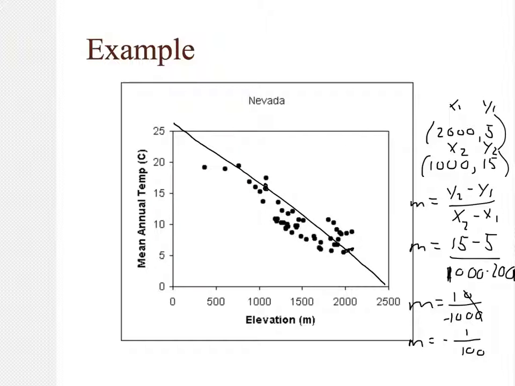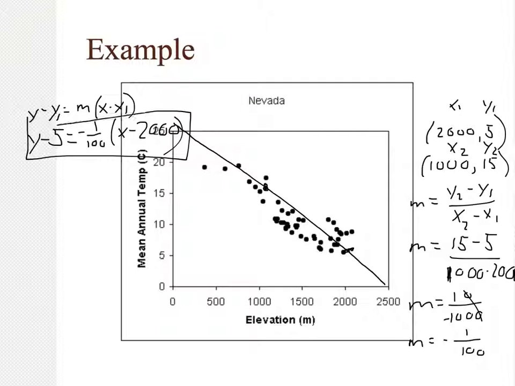Then plugging it into our equation for a line, y minus y1 is equal to m times x minus x1. And then we just plug the information that we have in. Y minus y1, which y1 is 5, is equal to negative 1 over 100 times x minus x1, which is 2,000. That's the equation of our line.